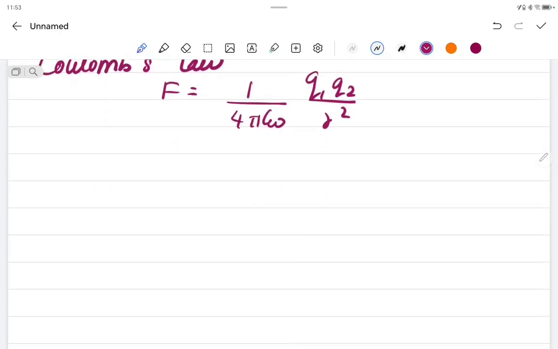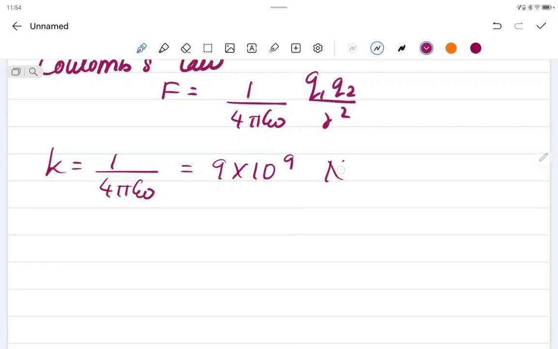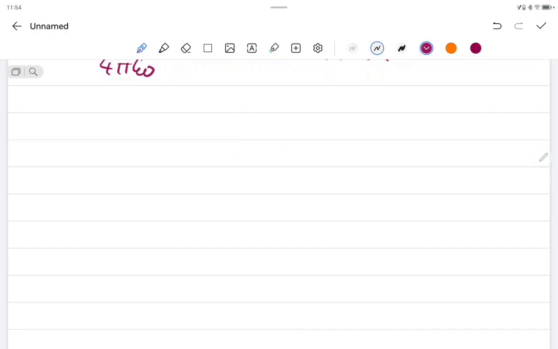And k is 1 by 4 pi epsilon naught. These are constants. Its actual value is 9 into 10 power 9. Its unit is Newton meter square by Coulomb square. And we also have a dielectric constant. This dielectric constant can also be called relative permittivity. That is denoted by K. K is nothing but the dielectric constant, which gives us the relative permittivity.